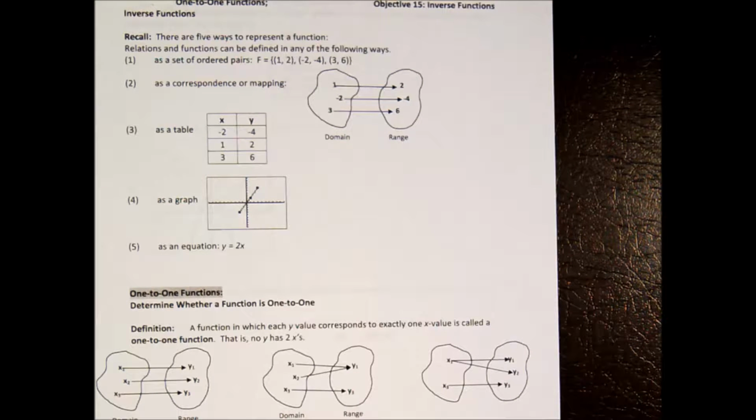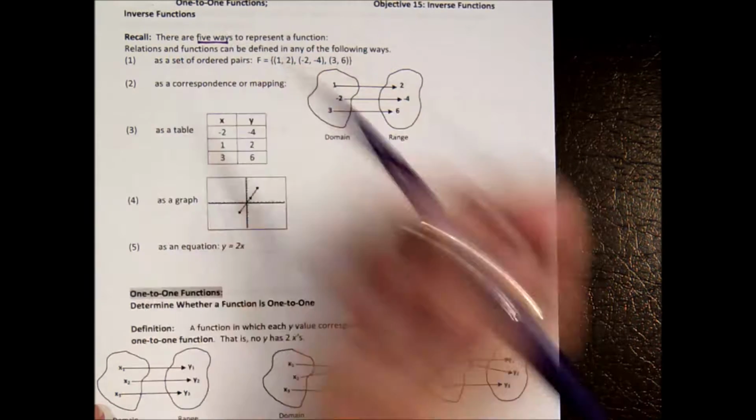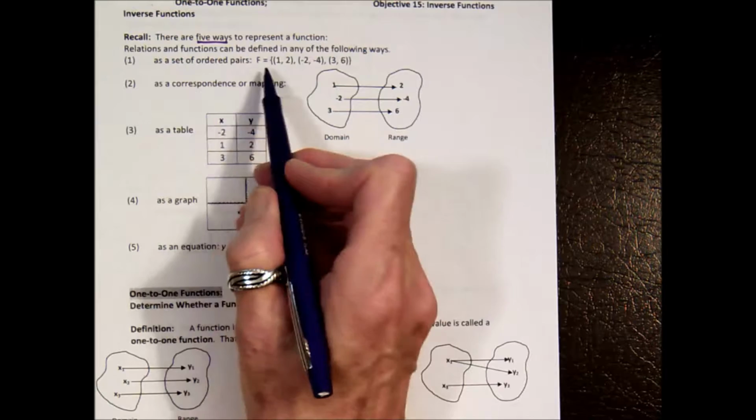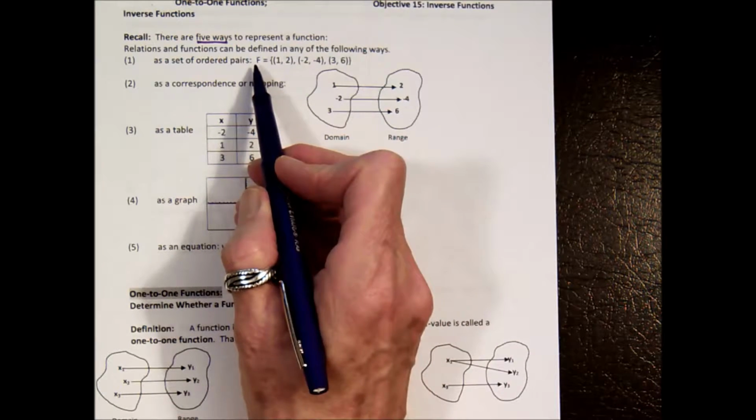In this video, we will look at one-to-one functions and inverse functions. So if you look at the top, it says recall there are 5 ways to represent a function. I have them listed here. The first one is as a set of ordered pairs. You see right here the set F.